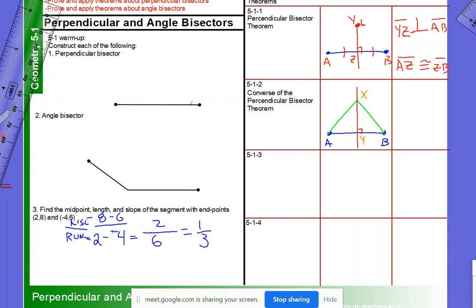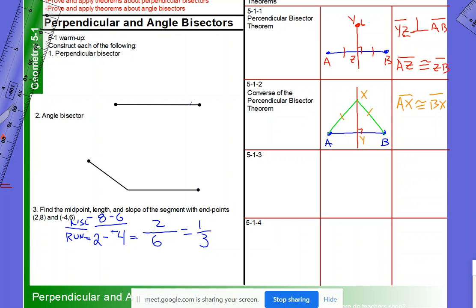So in other words, what that is saying is that if we have a perpendicular bisector here, we know that point X is going to be equidistant from point A as it is from point B. So we know that line segment AX has to be congruent to line segment BX.